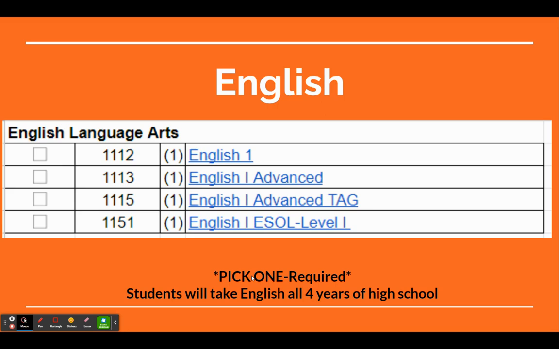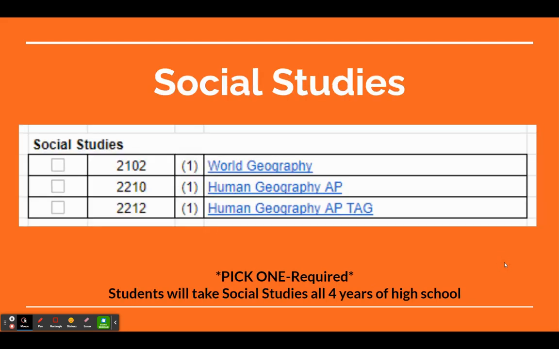The last option is English 1 ESOL. This is if you are learning English as your second language. You're probably sitting in an ESL class right now at your middle school. Everybody go ahead and put a dot next to the English class that sounds the best to you.